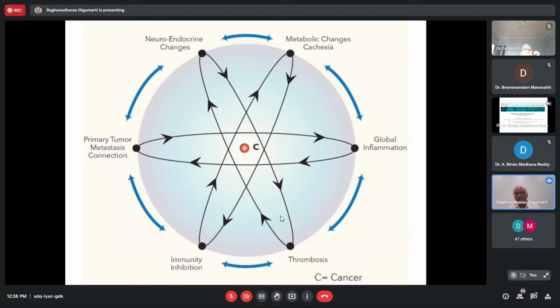I know Professor Redana is on this conference, who has worked with global inflammation and carcinogenesis. Yes, that is the truth.